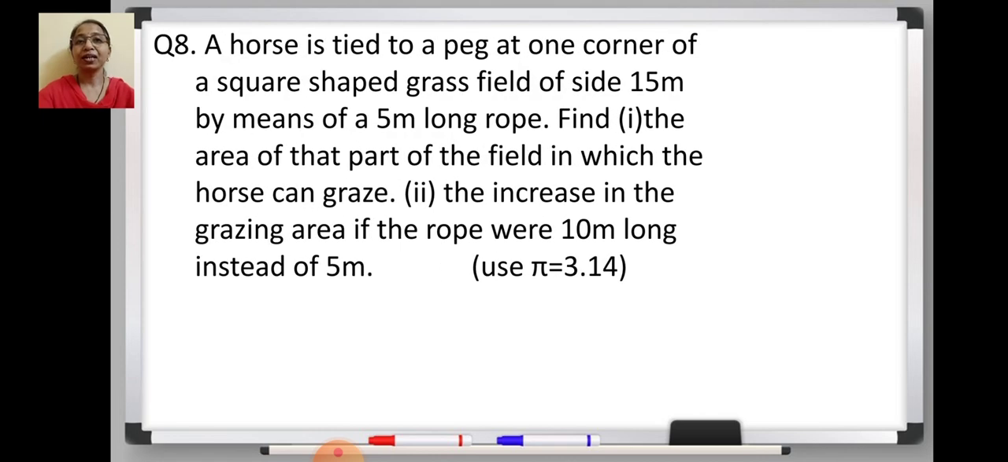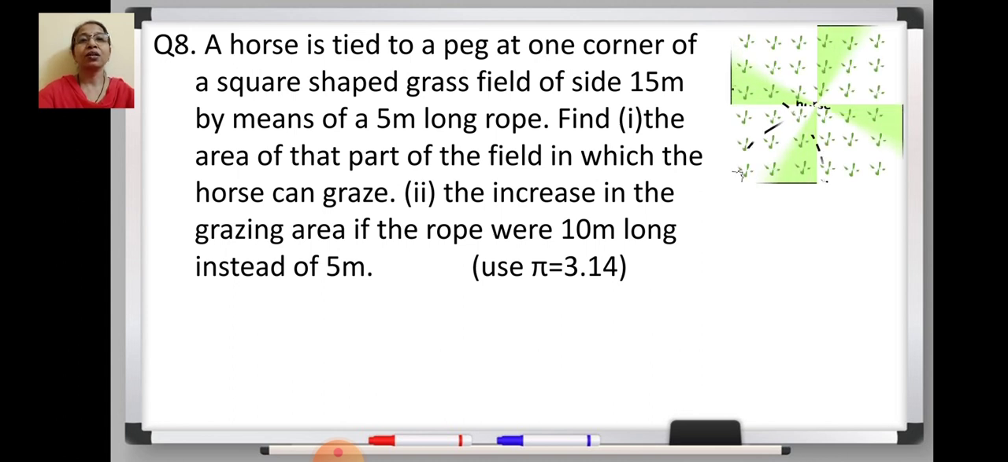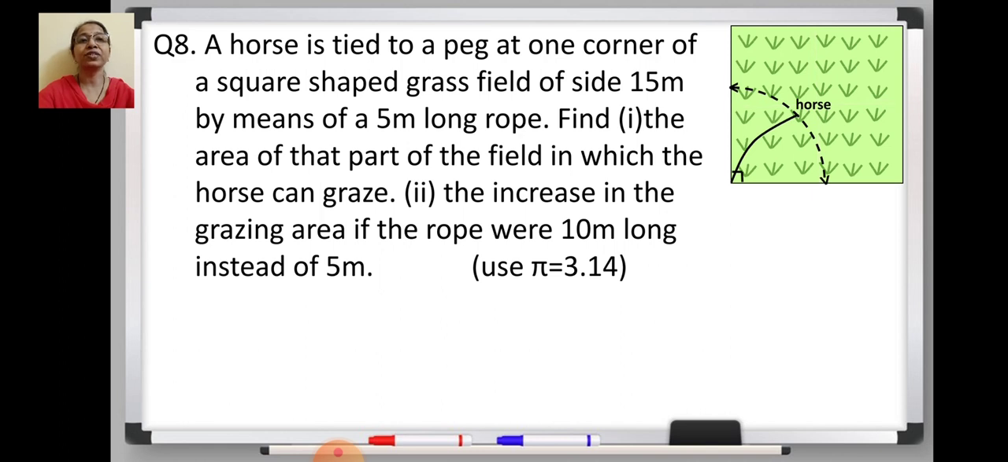Now question number 8. A horse is tied to a peg at one corner of a square shaped grass field of side 15 meters by means of a 5 meter long rope. Then find, first, the area of the part of the field in which the horse can graze. Second, the increase in the grazing area if the rope were 10 meter long instead of 5 meter. And here the value of pi is given 3.14, so we will take 3.14.